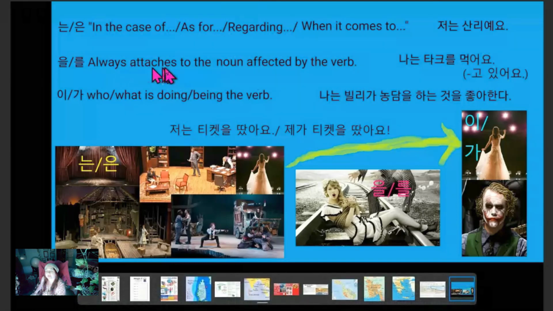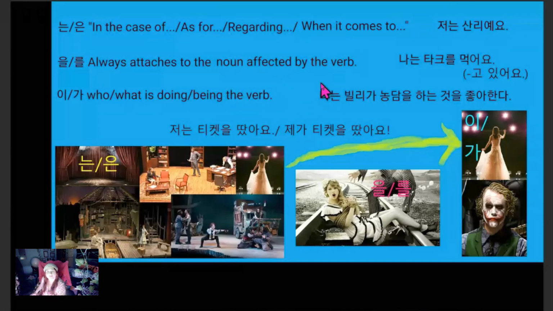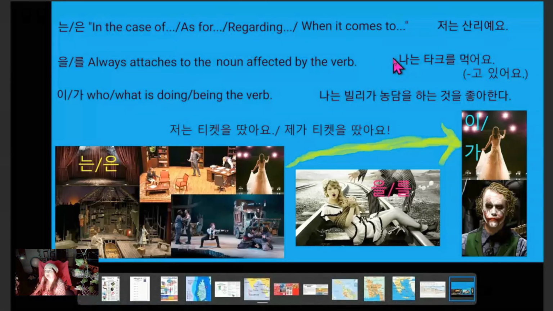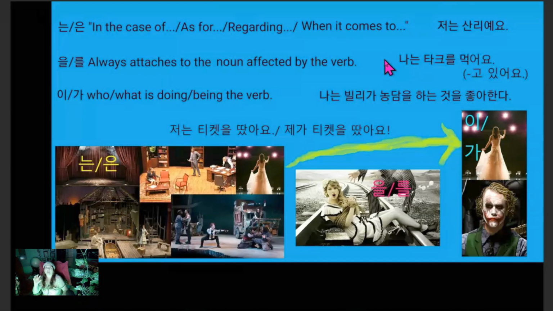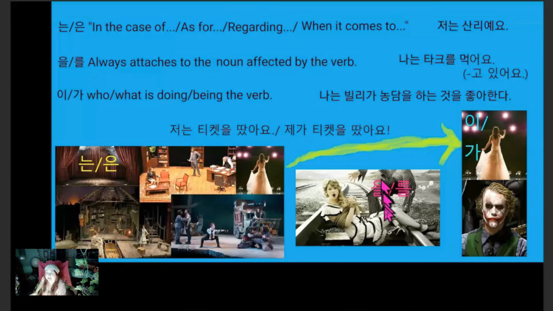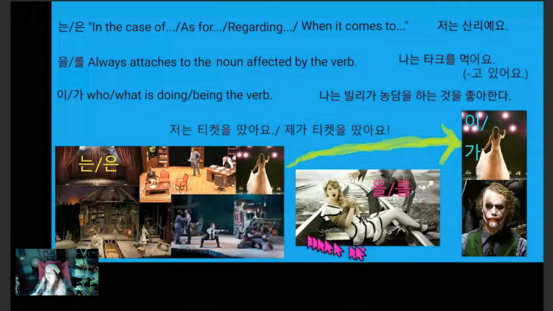Next, we're going to talk about the object marker. Okay, so we've got 을 or 를, depending on whether it's following a consonant or a vowel. If it's following a vowel, we're going to go 를. If it's following a consonant, we're going to go 을. Now, whatever noun gets the object marker, it is receiving the verb. It is the victim of the verb. Oh no, it is happening to it.